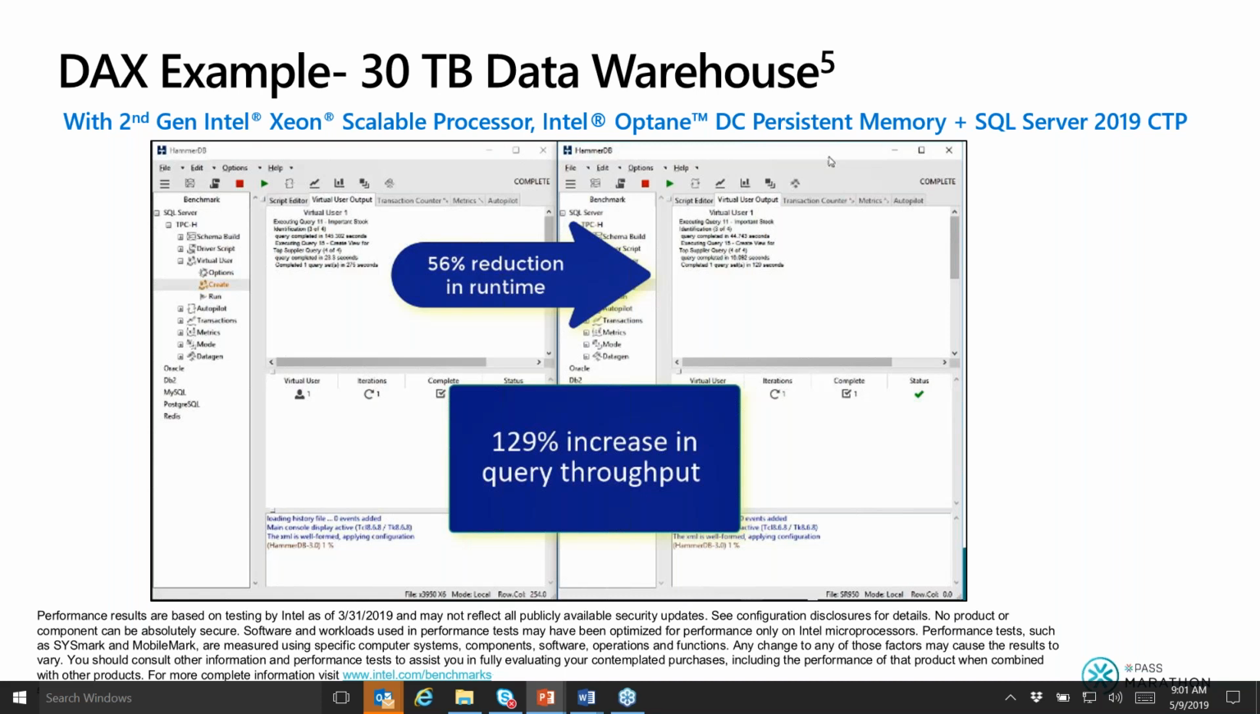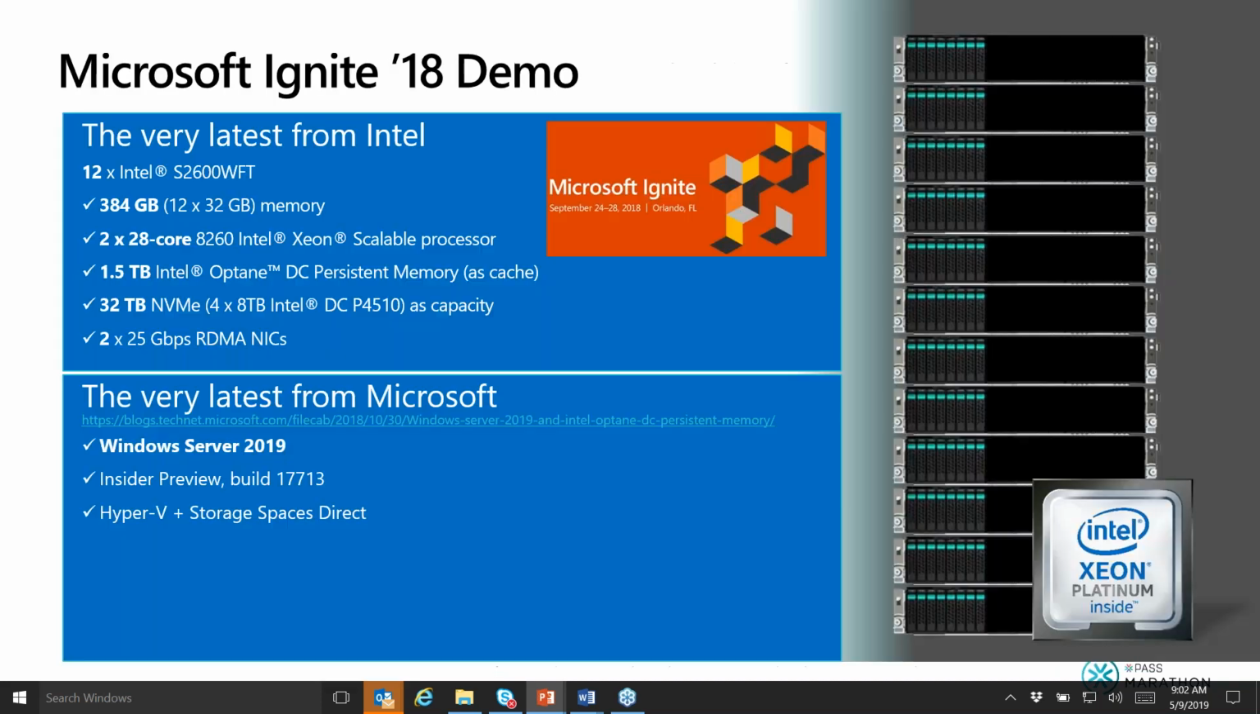This is our first attempt together to deliver our first generation. Each generation of SQL and Xeon Scalable processors optimized for this new DAX capability with Optane data center persistent memory will continue to improve on performance. I will tell you, a 56% reduction in runtime, while it was really good, our team was hoping for better, and in future generations, our team is committed to deliver better performance as well.